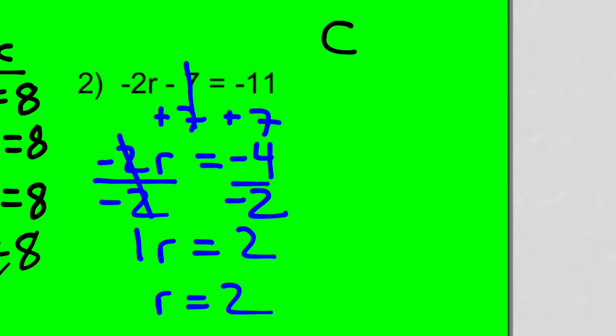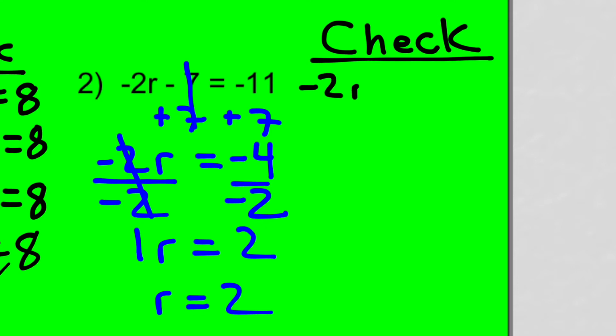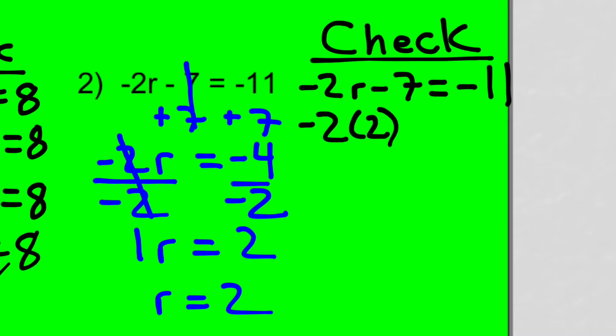The check. Write down the original equation. You really have to know your integers, right? When you do this, in Shobi there is that integer summary sheet. Make sure you're using that. Okay, we're going to substitute positive 2 in for r, so that's negative 2 times 2 minus 7 equals negative 11.